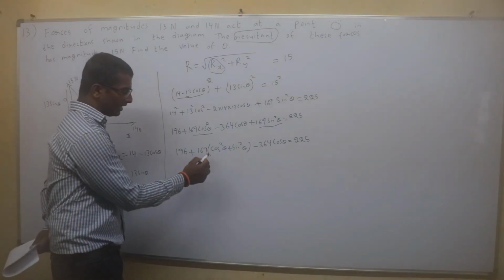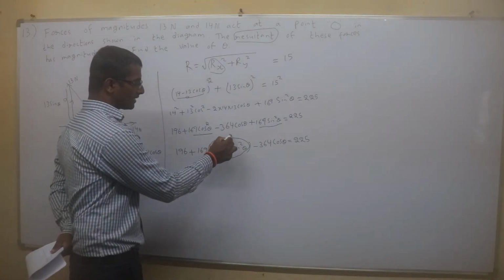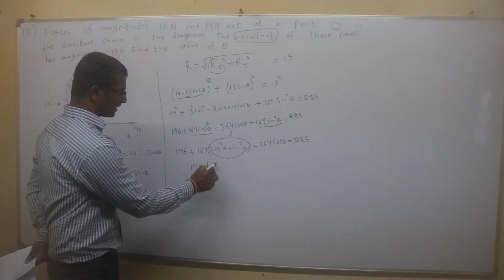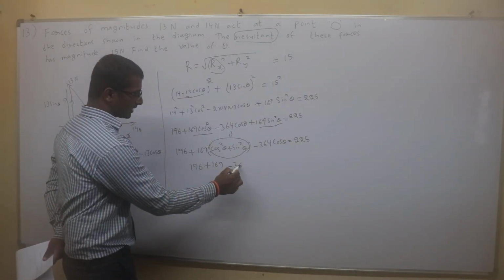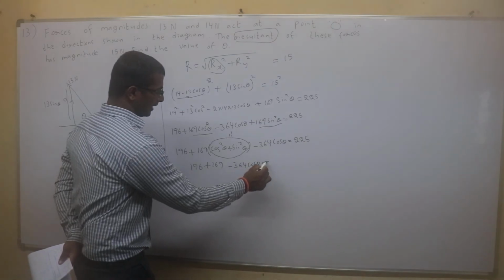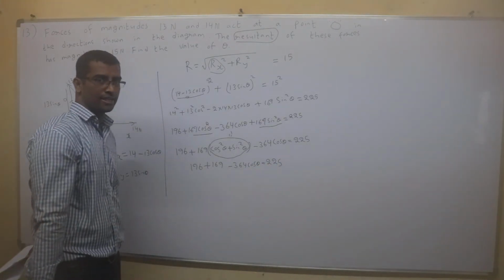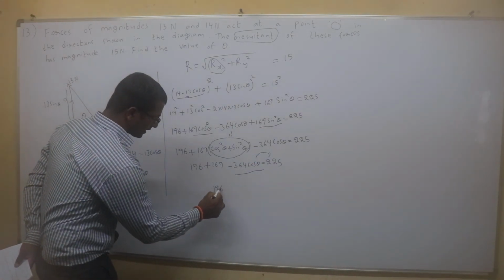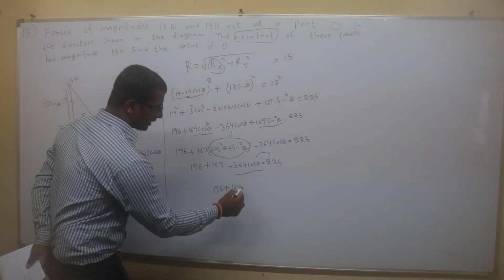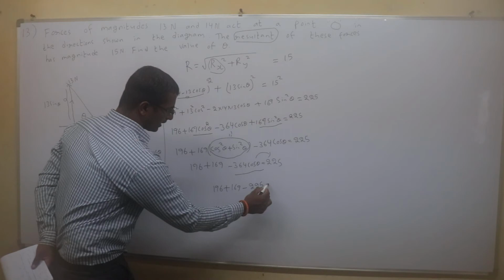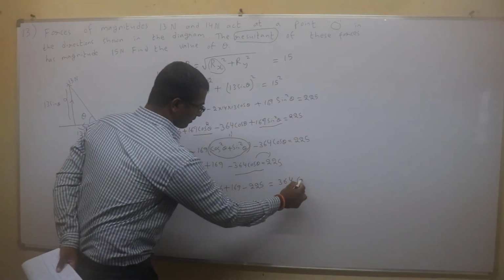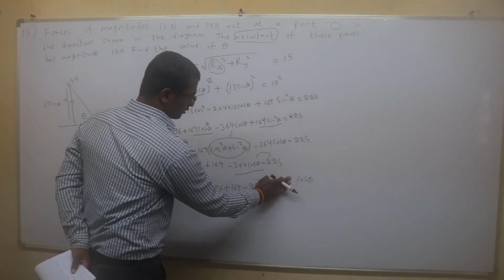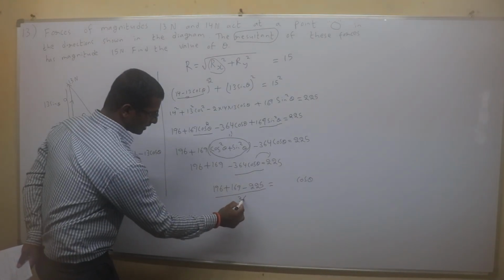In trigonometry, I told you, cos square theta plus sin square theta is nothing but 1. So this becomes 196 plus 169 minus 364 cos theta equal to 225. Make theta the subject. To do that, send this entire thing to the other side. 196 plus 169, bring 225 this side. Minus 225 equal to 364 cos theta. Send 364 to the other side. So it becomes by 364.